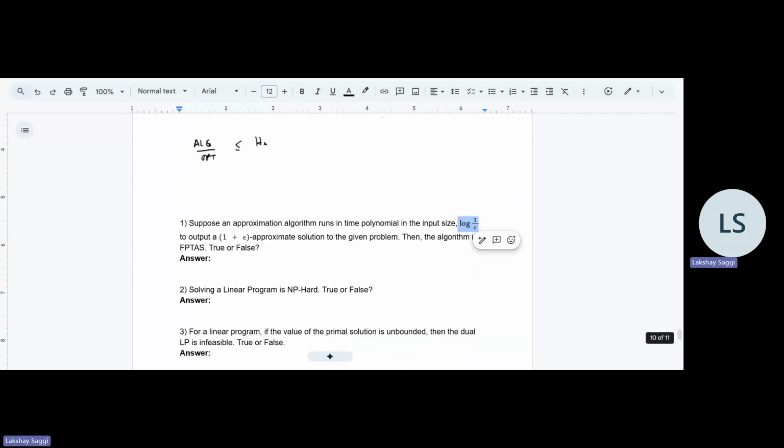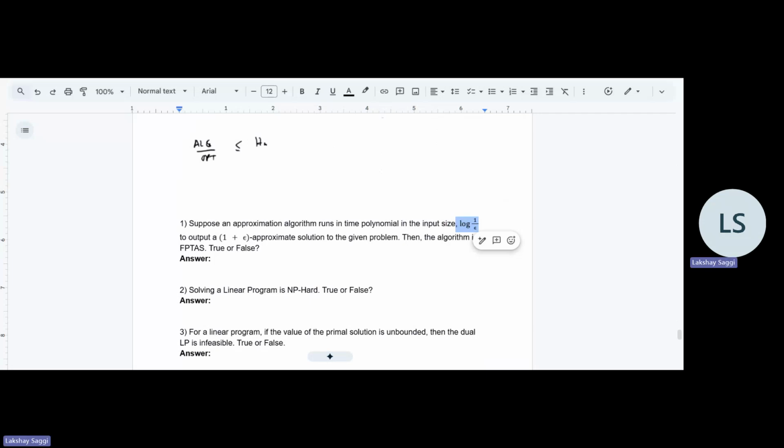Whereas we are given that the algorithm runs in time polynomial in input size and log of 1 over epsilon. But note one possible silly mistake here. One might think that an FPTAS should run in time polynomial in input size and 1 over epsilon, but this algorithm runs in time polynomial in input size and log of 1 over epsilon. So that's why it's not an FPTAS.